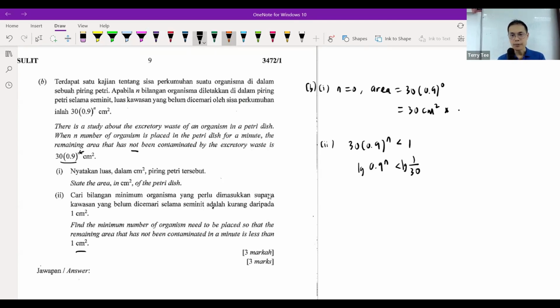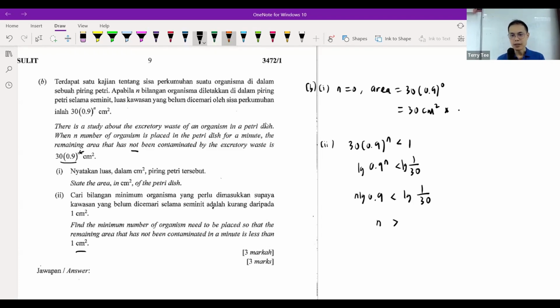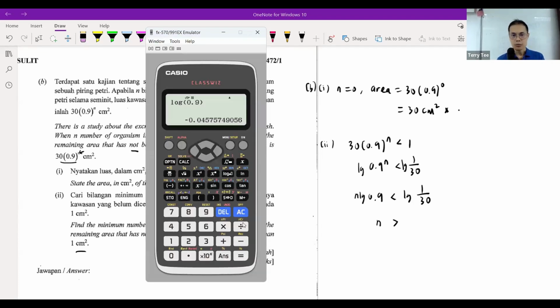Introduce log on the left, on the right. Bring the power n in front, LG 0.9. This is LG 1 over 30. Now, remember, when you take logarithm of a number that's less than 1, it's going to be negative. LG, or log base 10, of 0.9 is negative, right? Negative 0.45 something. So when you divide by a negative number in an inequality, the inequality symbol has to change.